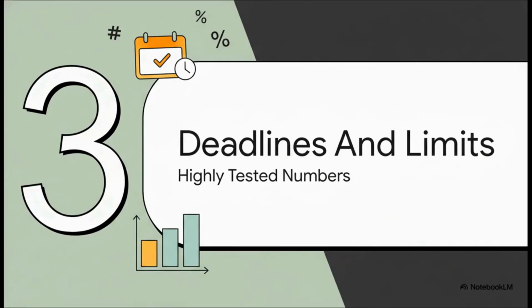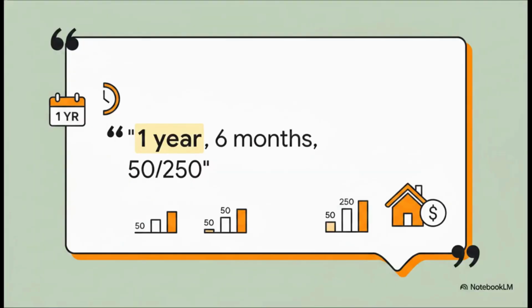All right, Section 3, key deadlines and limits. Let's shift our focus to the most highly tested numbers associated with this account. Listen, if you take absolutely nothing else away from this explainer, you need to sear this core memory aid into your brain for the exam. The phrase is 1 year, 6 months, 50/250. Seriously, say it out loud to yourself a few times. 1 year, 6 months, 50/250.